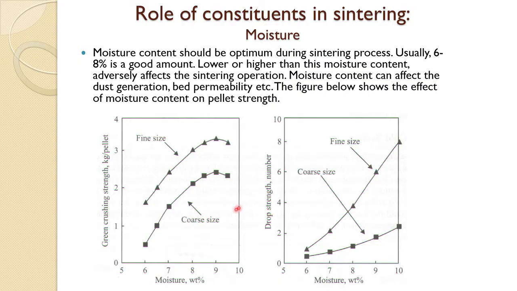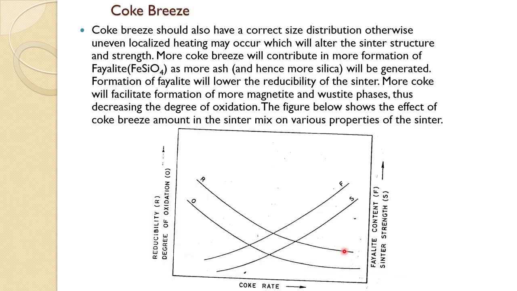The same thing applies to drop strength with respect to moisture content, but you can't have a very high moisture just for that. You need a reasonable drop strength. So, you can choose from that. 8% for the pellet is a good one.